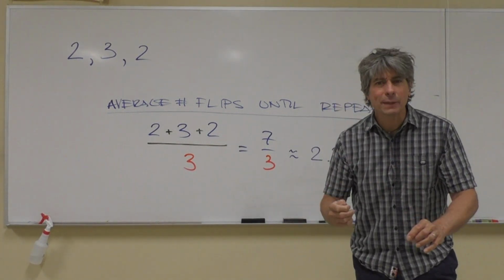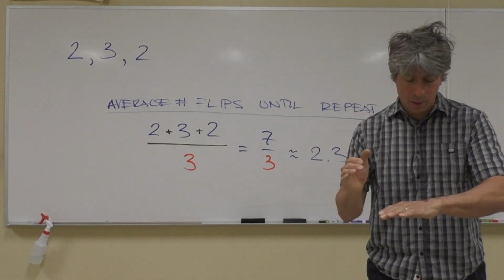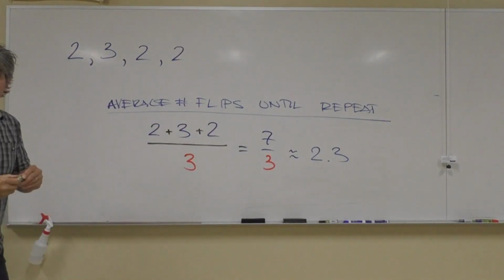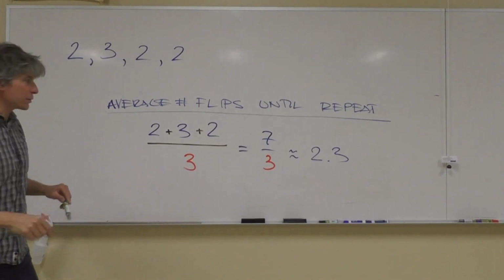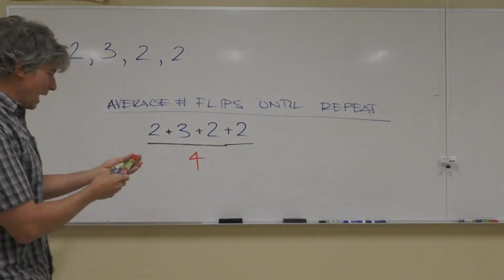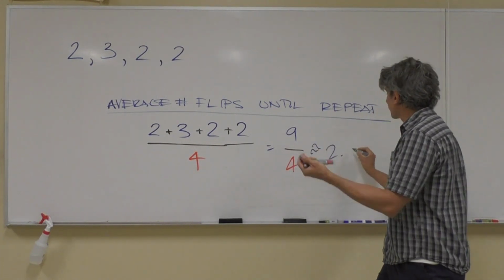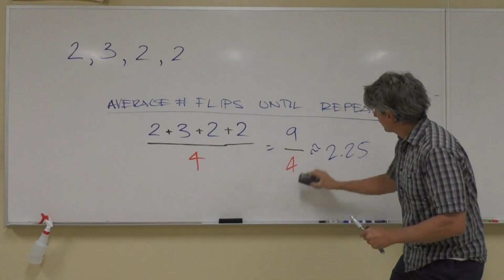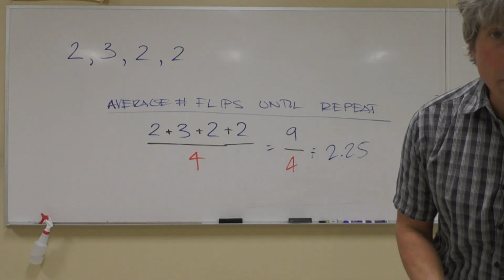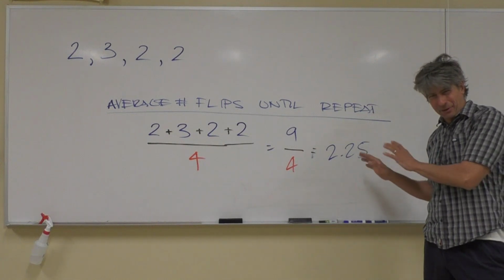So, let's do it again. Heads. Heads. I got another 2. So my next trial would be 2. Let's update our average with this new information. Well, it's about 2.3 again, but it's 2.25 to be more precise. So you might say something along the lines of, well, the average went down because it was 2.33333, and now it's 2.25.